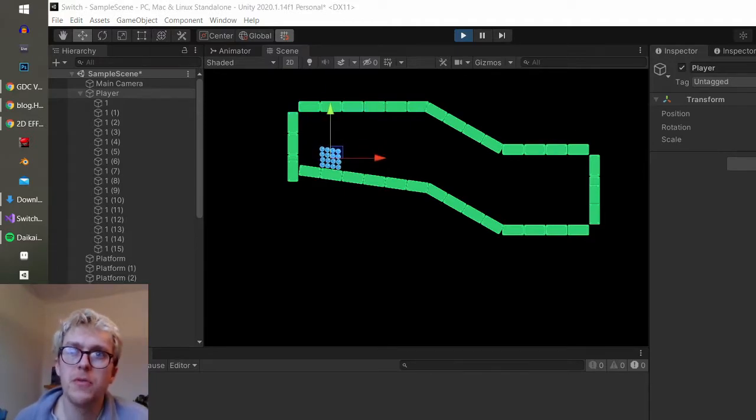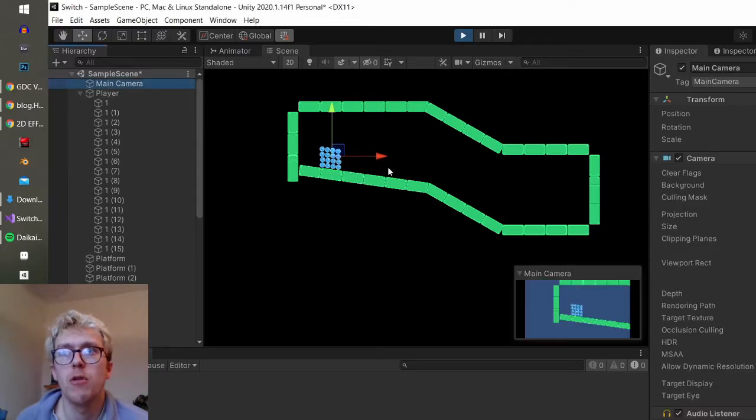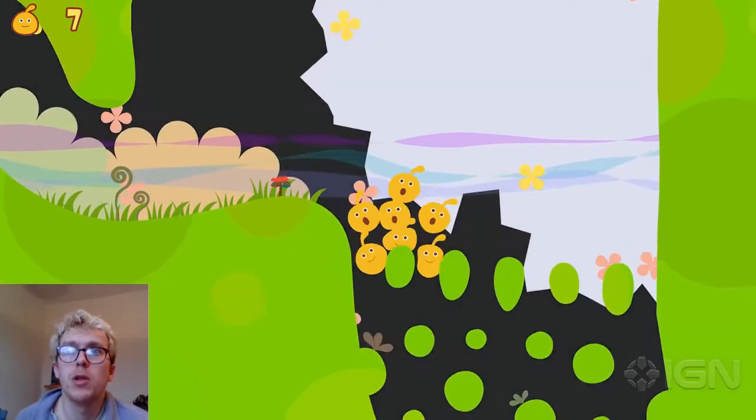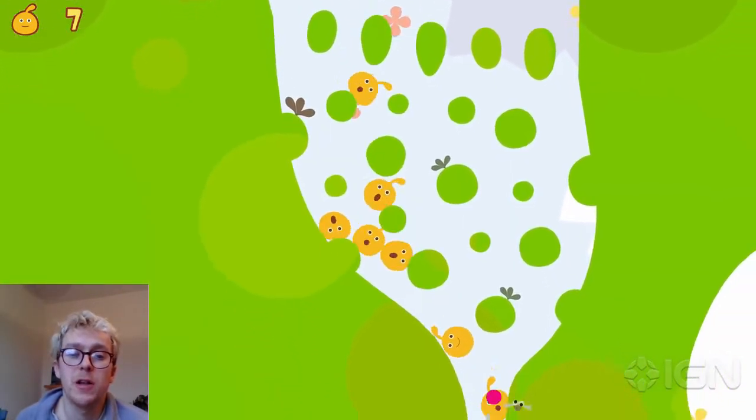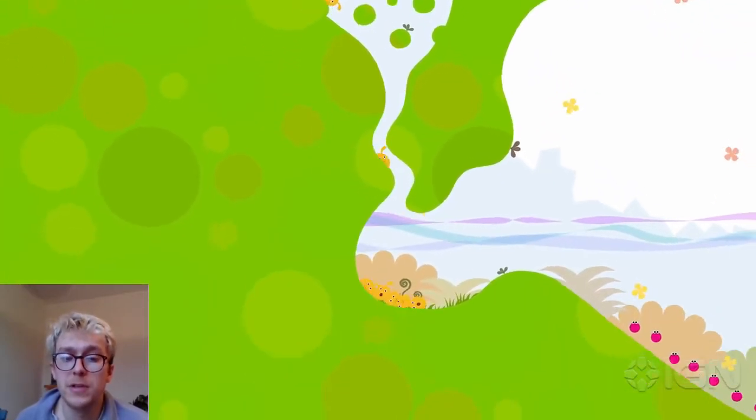The idea reminded me of a game I played when I was younger called Loco Roco, where you play as a sort of blob and you can split off into lots more littler blobs depending on the situation.